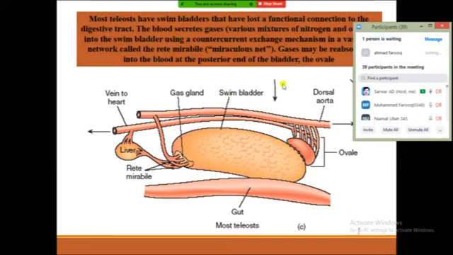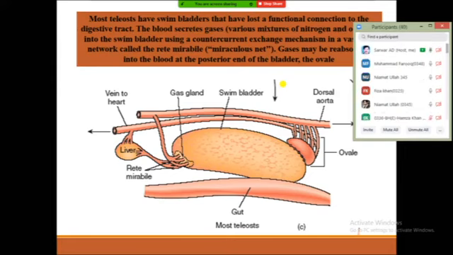After that, most teleosts have a swim bladder that has lost a functional connection to the digestive tract. Most of the fishes have lost their connection to the digestive tract. When we say their swim bladder doesn't have a true connection with their digestive tract, in a few fishes the swim bladder does have a connection with the digestive tract. So we can't say that most fishes have a direct connection between the digestive tract and their swim bladder altogether.